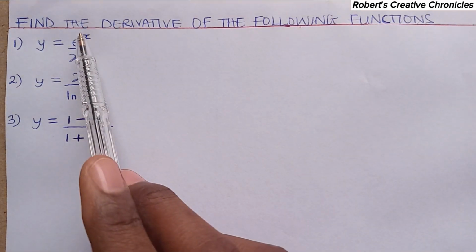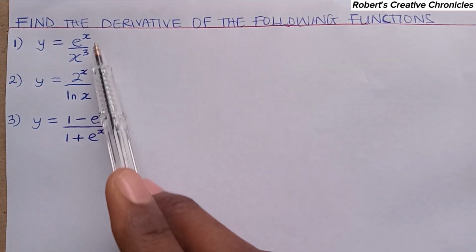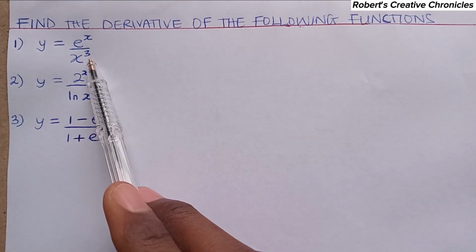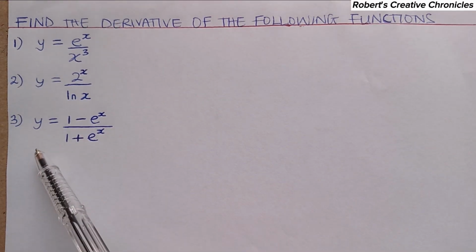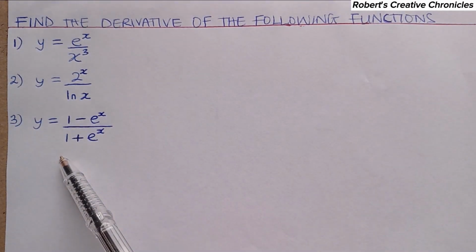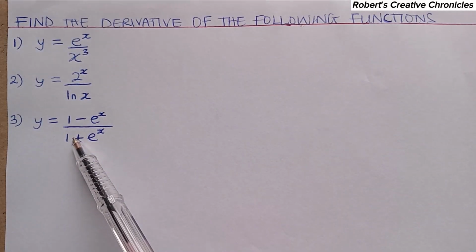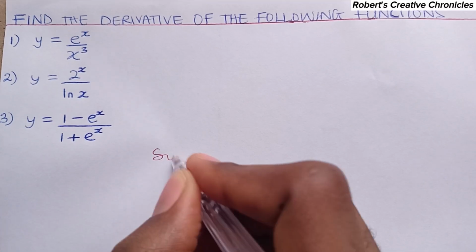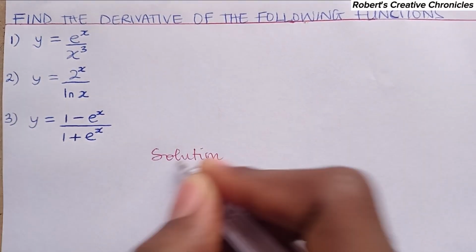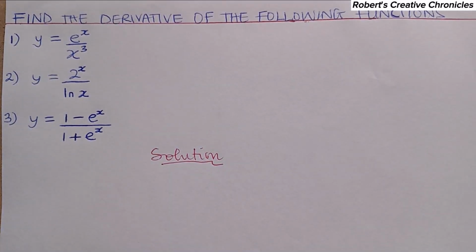Now you know this, if you look closely, these are two functions. This function is dividing this, then this is also dividing this, and this is also dividing this. So you see all these functions, you are going to use the quotient rule to find the derivatives. Solution.